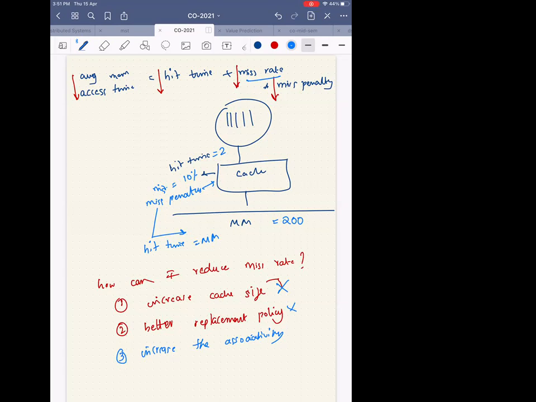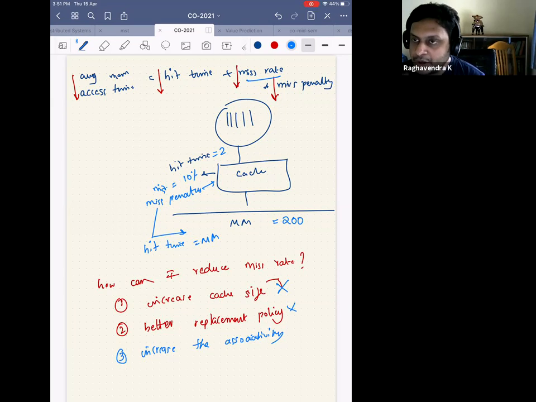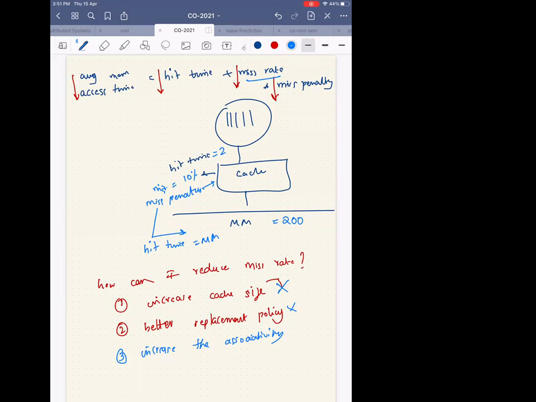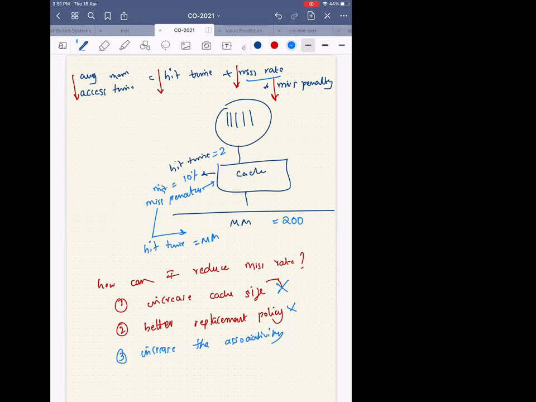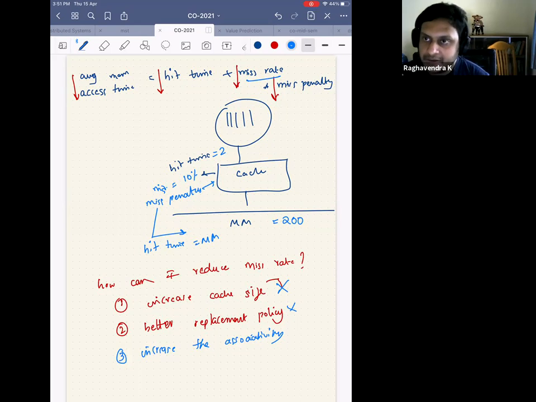So I think we must reduce the block size so that we can have more blocks in each set. No, right? If you reduce the block size, what are you hitting upon? You are hitting upon spatial locality, right? If I have only 1 byte block, then you are not supporting spatial locality. So the number of misses will be very high, right? For every byte, you are going to the memory and bringing it back.